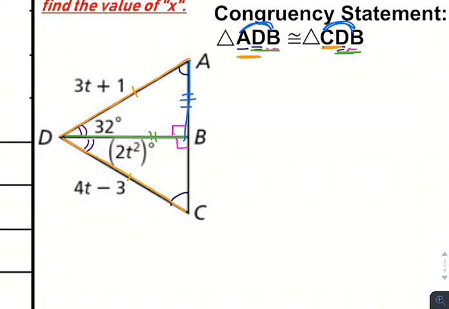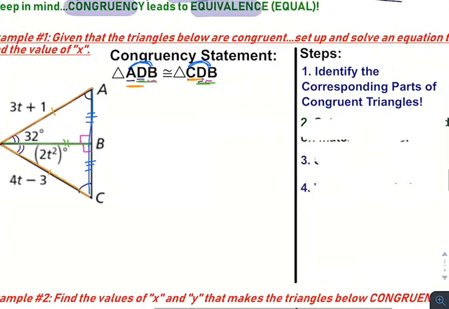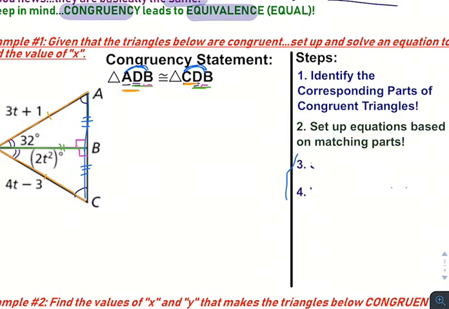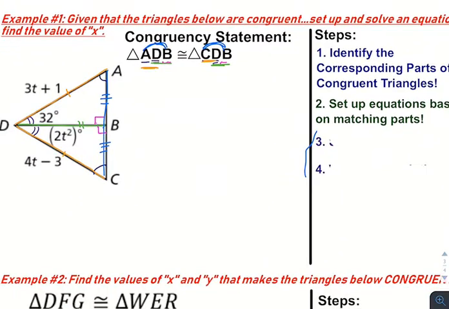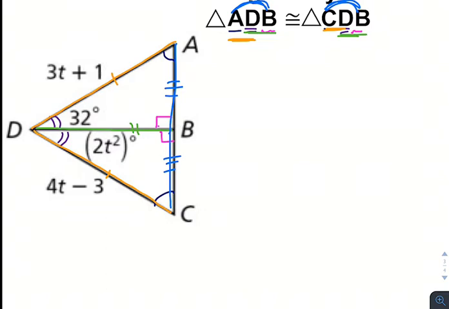The second step is we have to set up equations based on the matching parts. And so we have to solve for t, and we have two different versions of it, and we're going to go ahead and set up a couple different equations. One we're going to set up based on side length, and one we're going to set up based on angles. And so let's do the side length first.